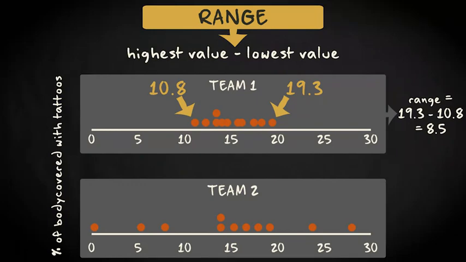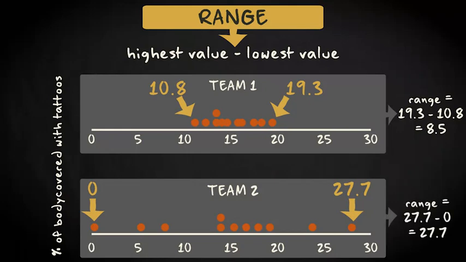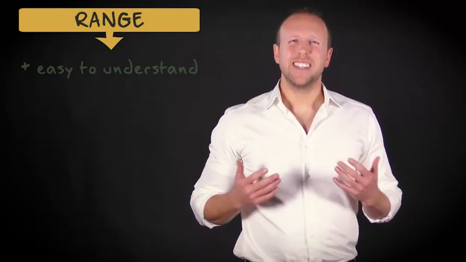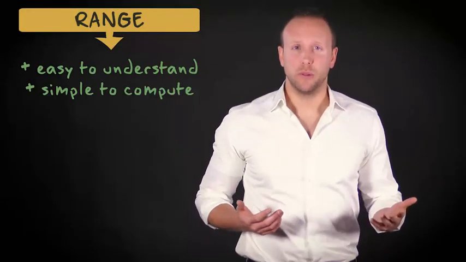In Team 2, the player with the largest tattoo density has covered his body for 27.7% with tattoos, and the player with the smallest density for 0%. The range is therefore 27.7 minus 0 is 27.7. The range thus shows you at a glance that there is much more variability in Team 2 than in Team 1. The range is a measure of variability that is easy to understand and simple to compute.